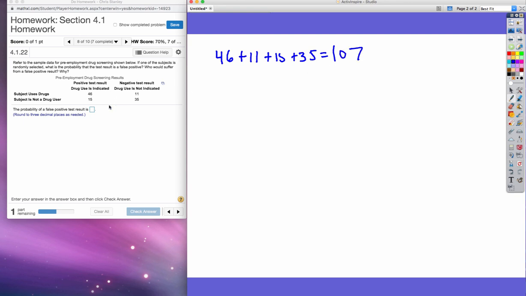They said false positive, so I'm looking to see which one's the false positive. The false positive is a positive test, but it's not right. So look up here, positive test result, but it's wrong. That would be these 15 people. So 15 people were false positives out of the 107. I'm going to put this in my calculator: 15 divided by 107.